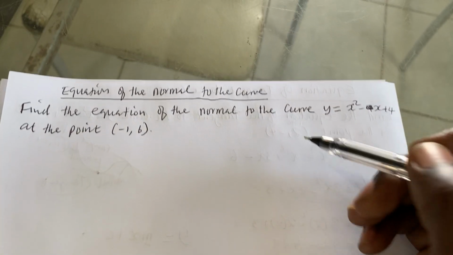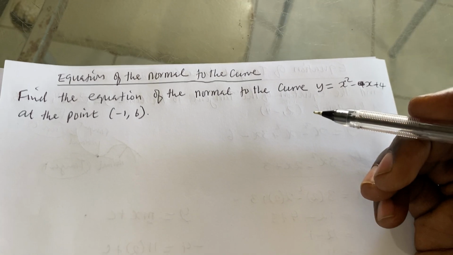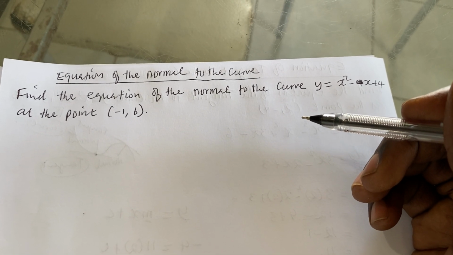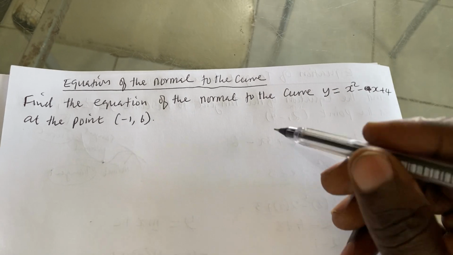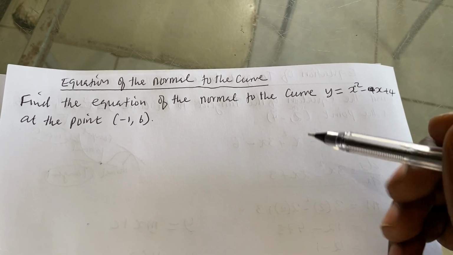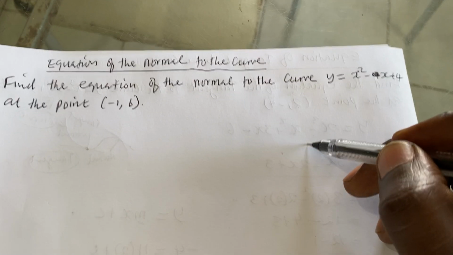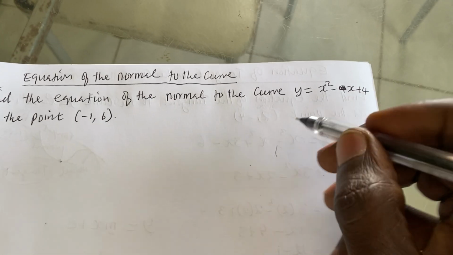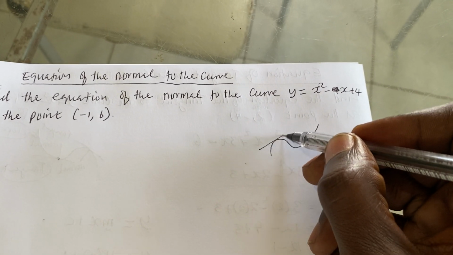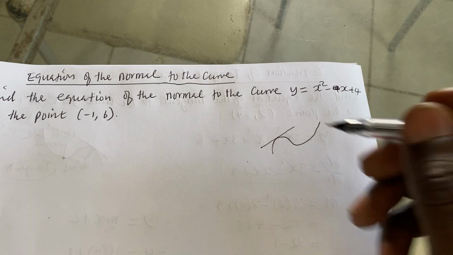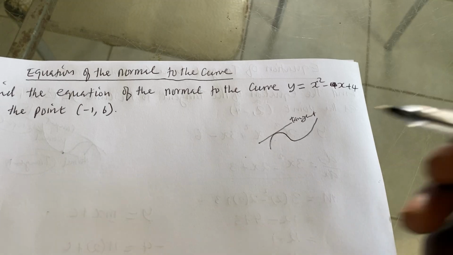Okay, so now on finding the equation of the normal to the curve, first of all you're supposed to understand what this normal is. In my previous video I said if you have the graph, let's say this is your graph or your curve, then you have a line which is cutting like that. This line, we said, is the tangent, if you still remember.